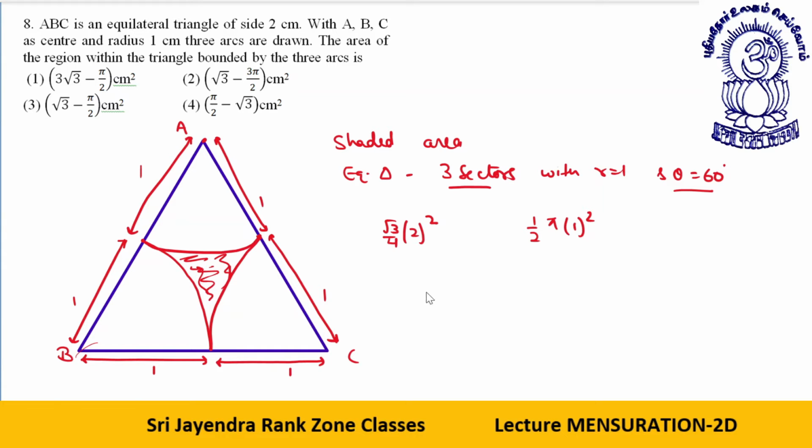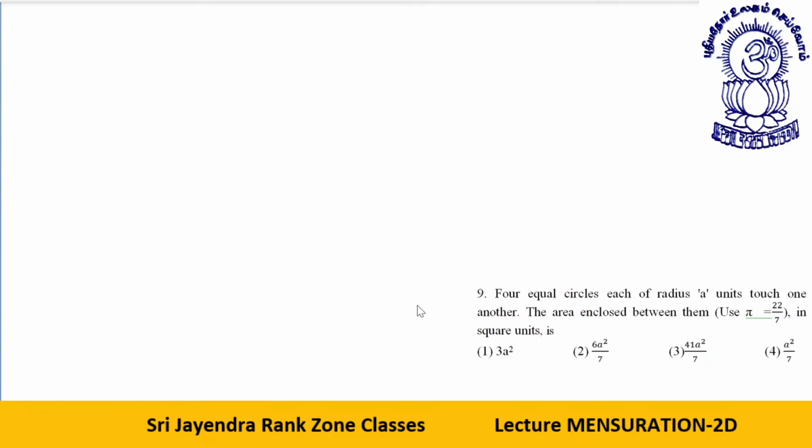You have done this question earlier also. Your answer will be directly root 3 by 4 into 4 minus pi by 2. This gives me root 3 minus pi by 2. That is option number 3. Okay. This is the next one.